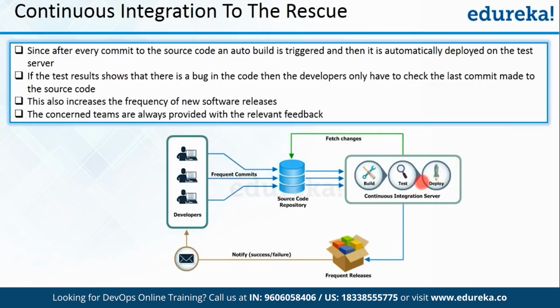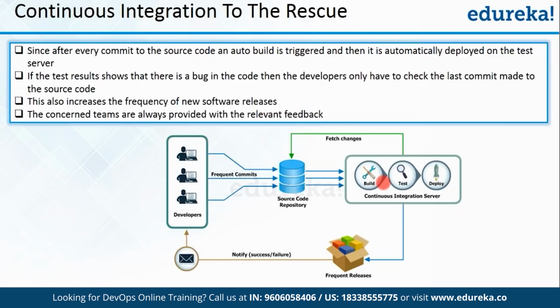So what advantage we get here? So first of all, any commit that is made to the source code is built and tested, due to which if there is any bug in the code, developers actually know where the bug is present or which commit has caused that error. So they don't need to go through the entire source code of the application. They just need to check that particular commit which has introduced the bug. Alright, so in that way locating and fixing of bugs becomes very easy.